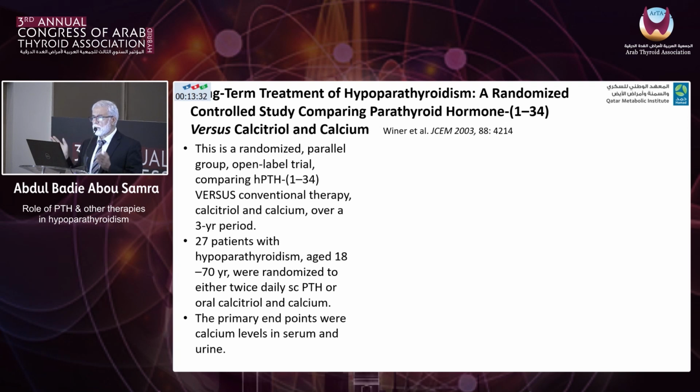So there are multiple trials, but I will be talking about this trial, which is called RACE. This is a randomized, parallel group, open trial. I'll go quickly on it. Essentially, when we talk about hypoparathyroidism trials, you will see the number in each of these trials is small, because this population is not large.